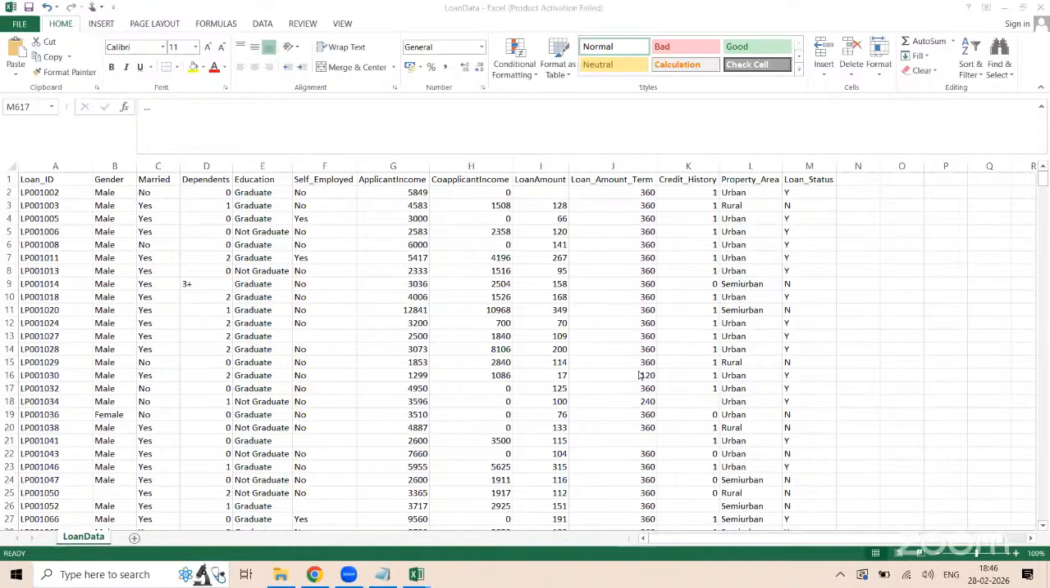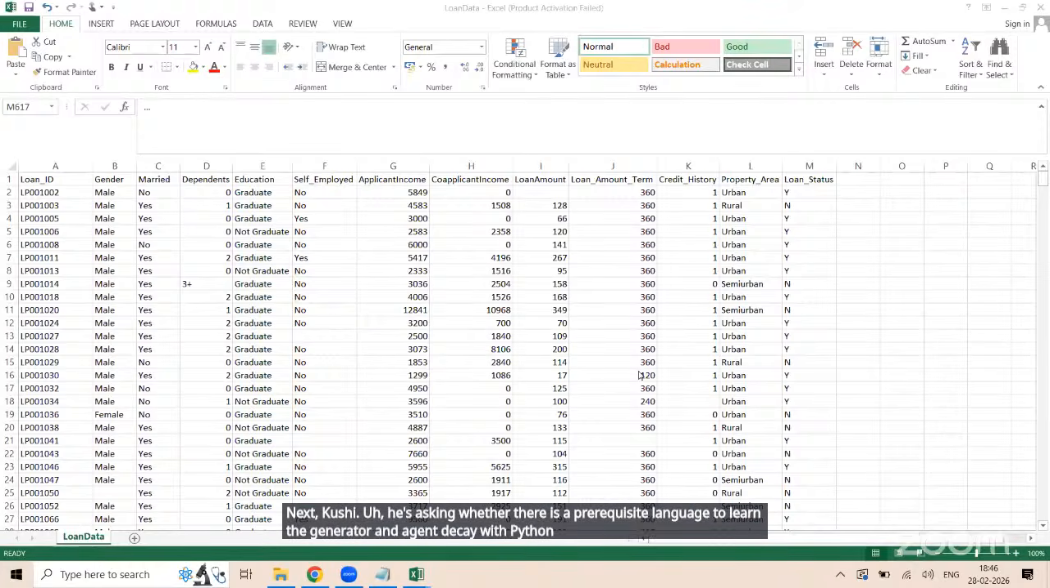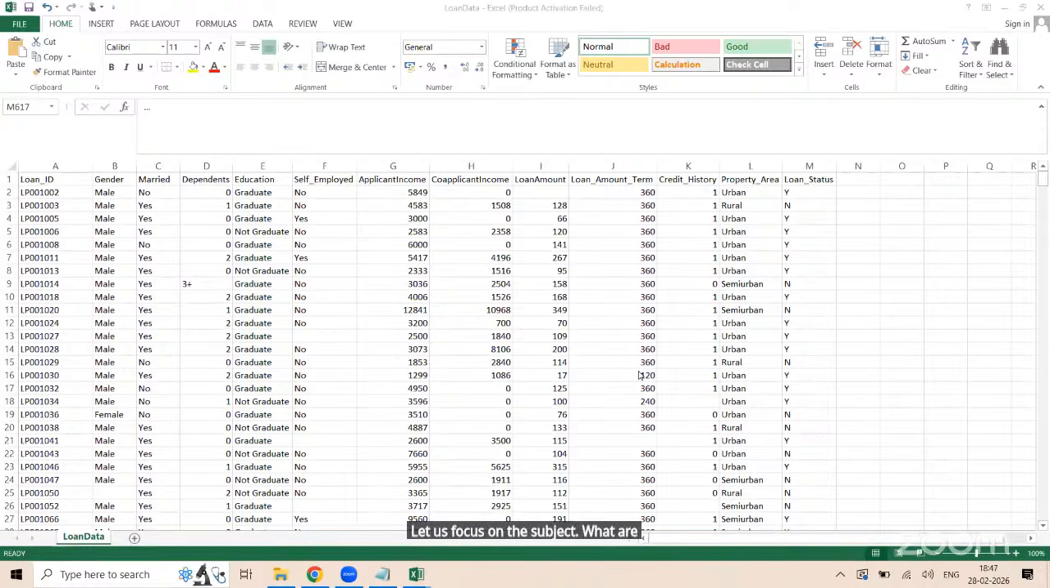Next, Kushi is asking whether there is a prerequisite language to learn generative and agentic AI with Python. Kushi, could you attend that generative and agentic AI with Python class? This is a separate workshop. Let us focus on the subject we are discussing. You can attend that one separately. Done.